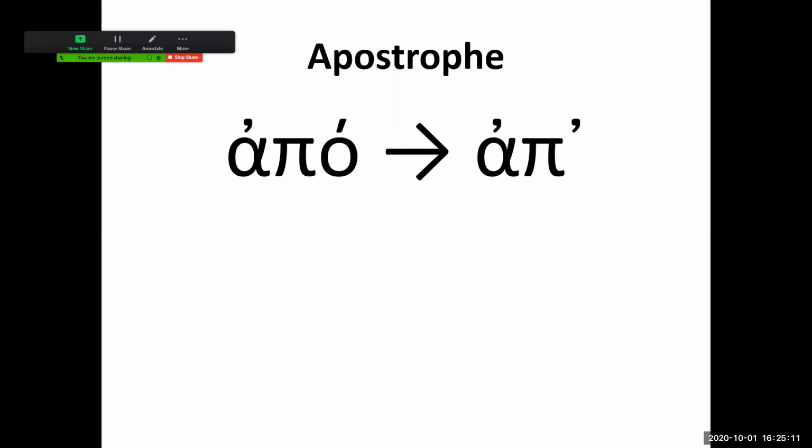We have apostrophes in the Greek text, and they're the same as in English. They indicate that a letter has fallen out for whatever reason. So, as in this preposition, apo, which means from or away. If for any reason, usually the next word starts with a vowel, the omicron drops out, then we put an apostrophe to show that there is a letter missing.